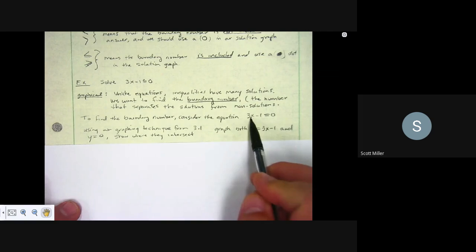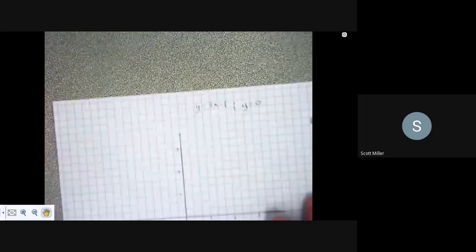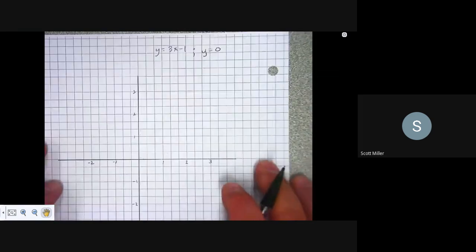We're going to use the graphing technique that we did in 3.1, and graph the left side as a line and the right side as a line. That gives me the two lines, y equals 3x minus 1 and y equals 0, and we want to show where they intersect. I'm going to go off to the side over here, I've got my graph paper ready to go. Let's graph y equals 3x minus 1 and y equals 0 on the same graph paper and see where they intersect.